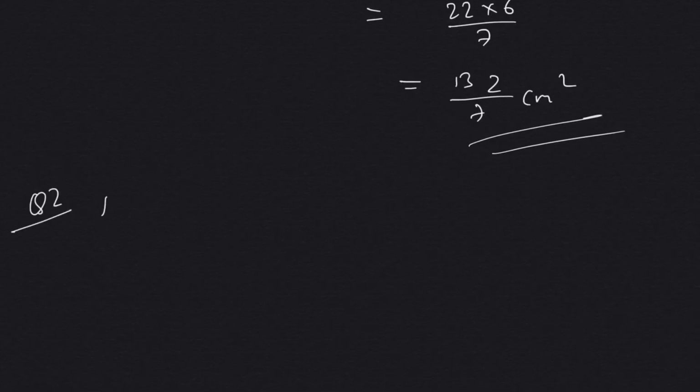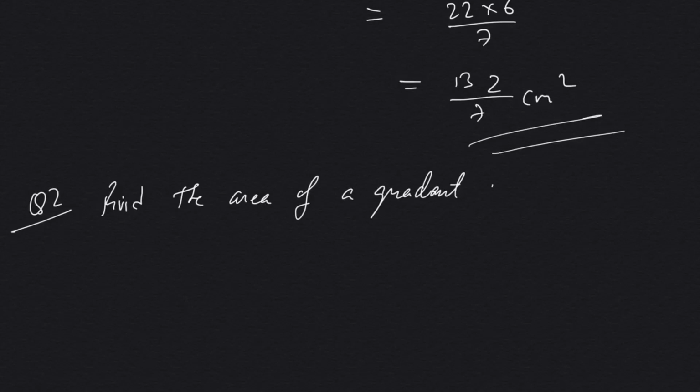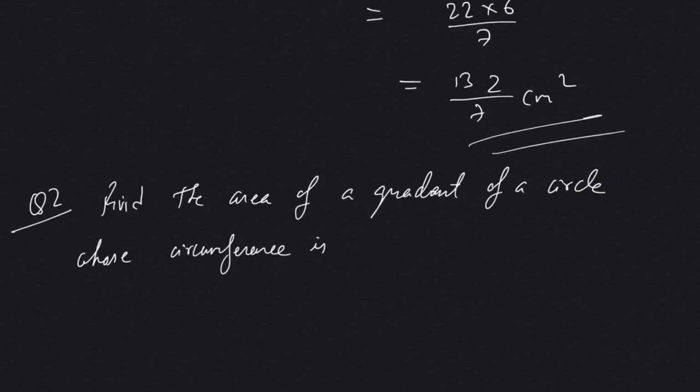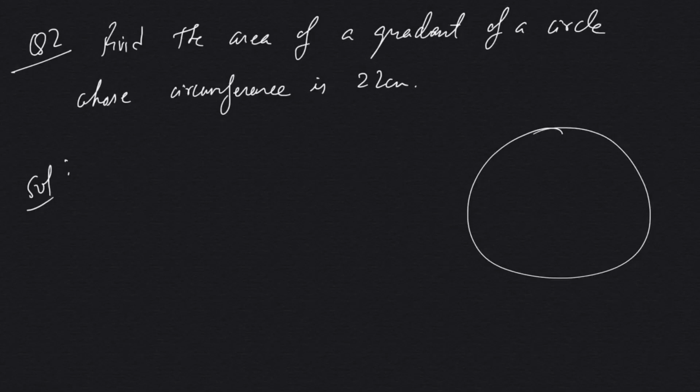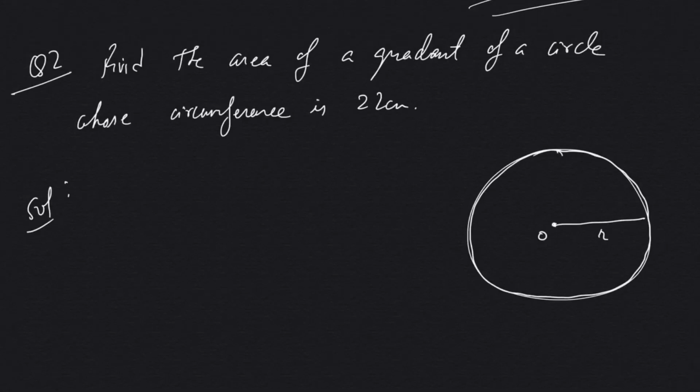Moving on to question number 2: find the area of a quadrant of a circle whose circumference is 22 centimeter. Solution: here the circumference of a circle is given, 22 centimeter. We know that circumference is the total length of the boundary of a circle. If we assume the radius of this circle to be r with center O, we don't have the radius. We have to find the area of a quadrant.